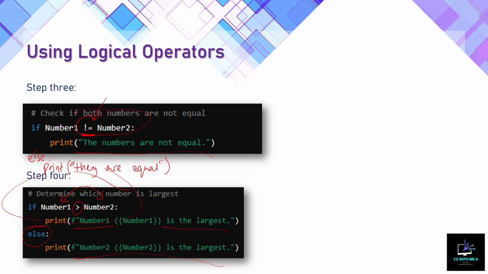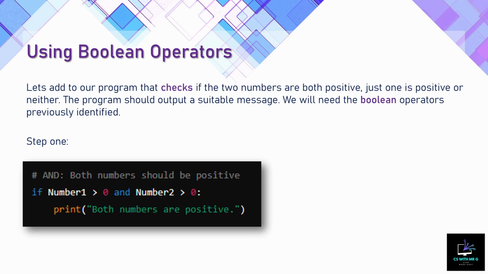Next, if we look at Boolean operators and where we could use those, we are going to make a program that checks if two numbers are both positive. We're going to check if just one is positive or neither are positive. In each case, the program should output a suitable message.